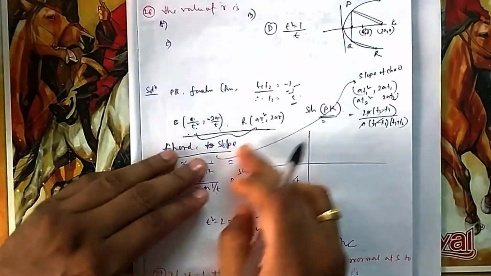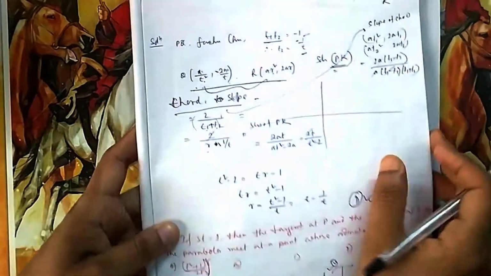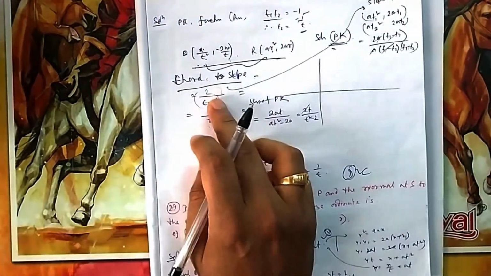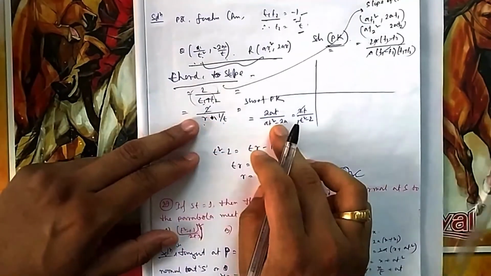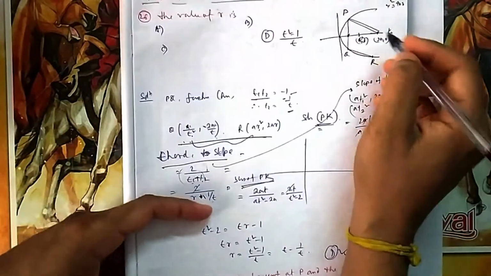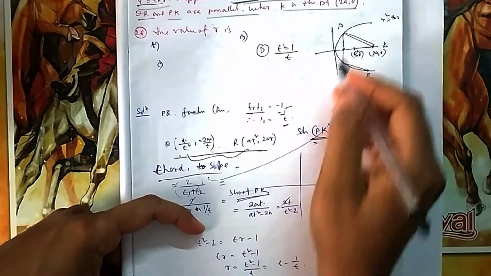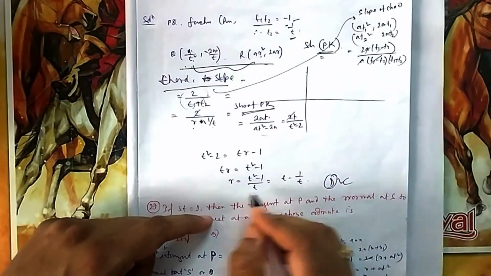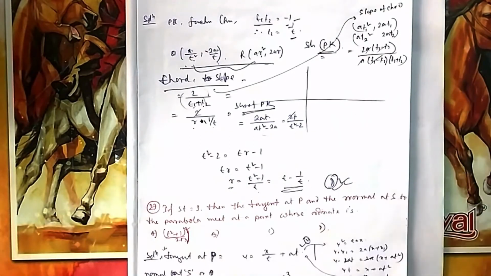No need to remember this formula, you can directly apply this minus this, because this much you can do in the exam also. No need to give extra burden to your mind by remembering this. So if you do this, that should be equal to the slope of PK. So what is the slope of PK? P you know, so 2at minus 0 divided by at square minus 2a. If you do this, you will find r is equal to this, that is your option D, t square minus 1 by t.